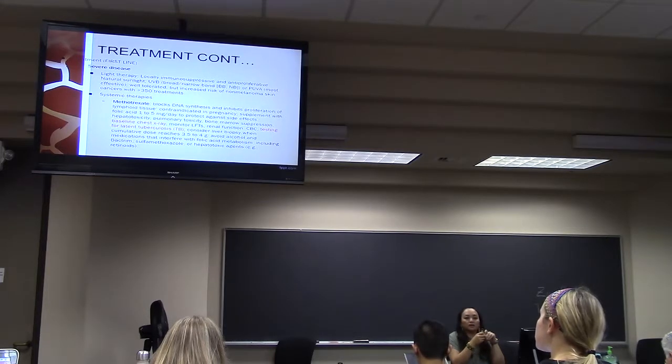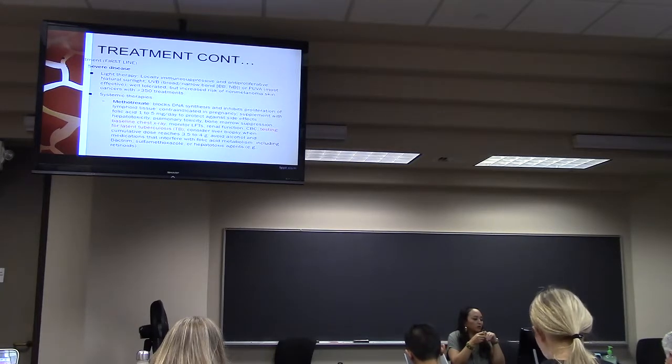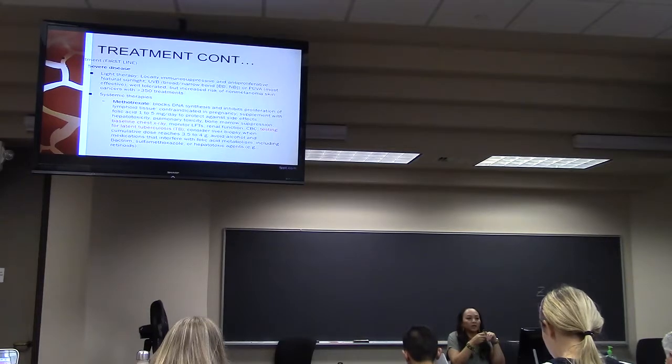Methotrexate is a cancer drug that you can use. With these people, if you do start them on methotrexate, you always want to do testing for TB and get a baseline chest x-ray. So you shouldn't be putting them on that if they have TB or latent TB.